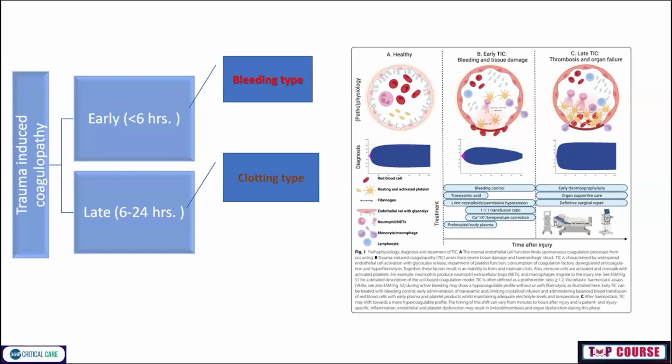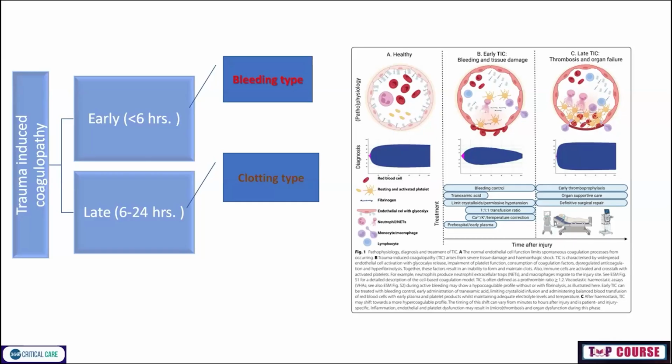If you see the ATLS guidelines and TBI guidelines, and if you see about the role of tranexamic acid, they always say it is best given, or most beneficial, if it is given in less than 3 hours. Correct? So this helps us understand, it correlates, right? So this is about early TIC.